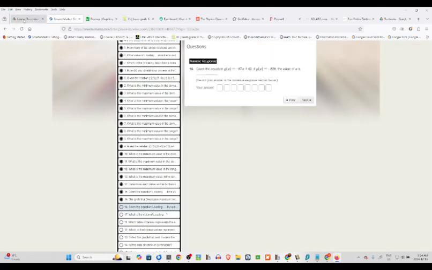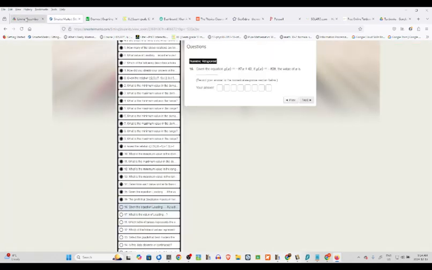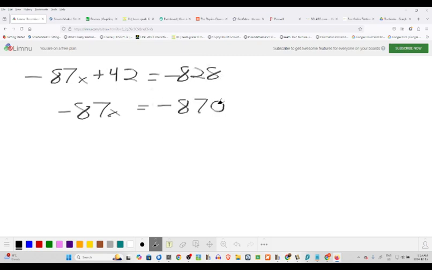Okay, let's try it again. -87x. Don't need the maximum width. Let's do regular. So a -87x plus 42 equals, and our y value here is -828. If we bring the 42 across, we have a -87x, a -828 minus 42 is a -870. Divide both sides by -87, and we get that x is 10.